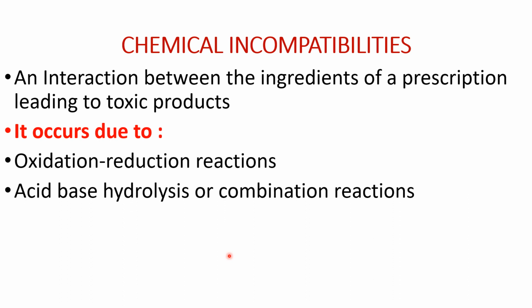Now, let us discuss about chemical incompatibilities. What is a chemical incompatibility? A chemical incompatibility is the one where there is an interaction between the ingredients of a prescription leading to a toxic product. It is an interaction between the ingredients like drug and drug present in the prescription, or drug with another drug which has some excipients or additives. So it is the interaction between the ingredients of a prescription which leads to a toxic product and which is not desirable. Now, why does it occur? It occurs due to oxidation reduction reaction taking place in the prescribed drugs, or acid base hydrolysis, or a combination of reactions.